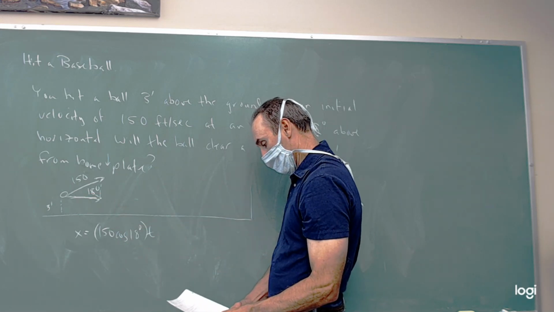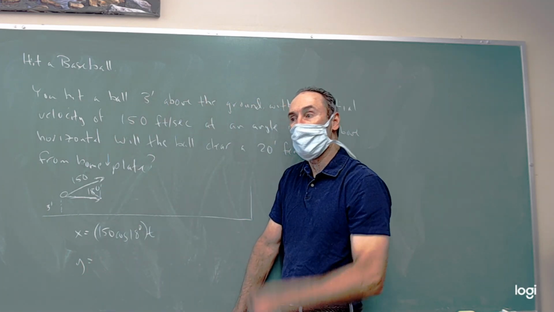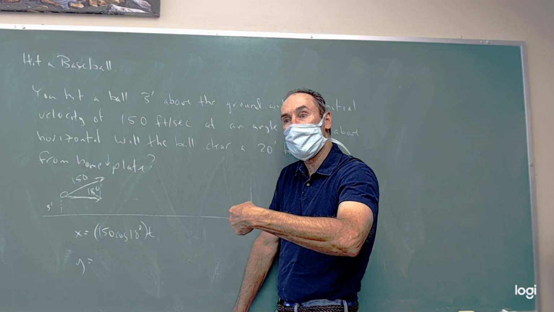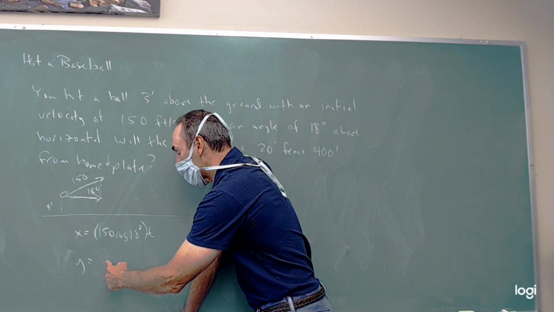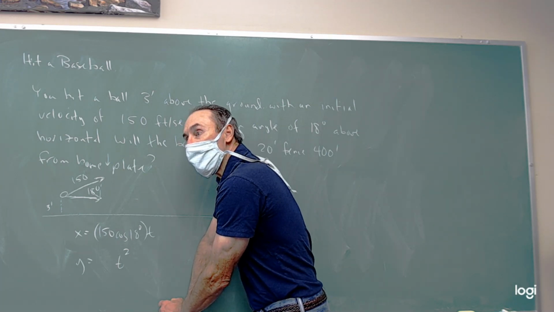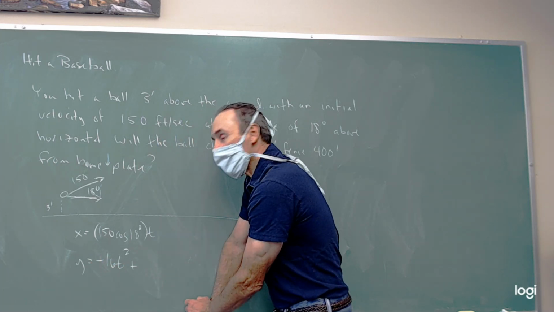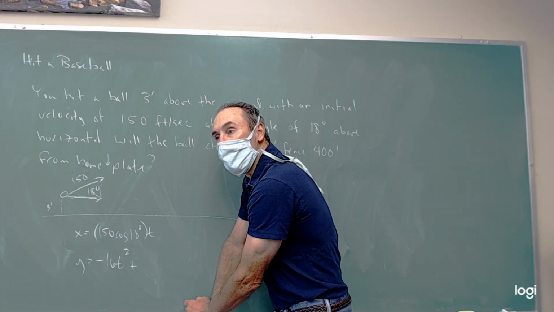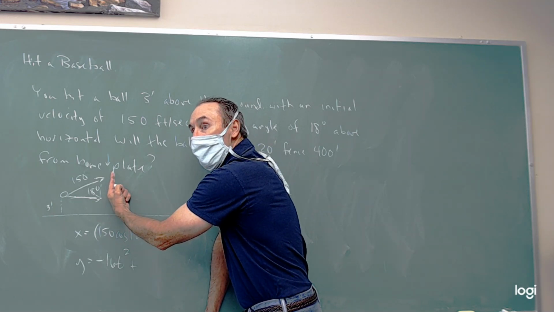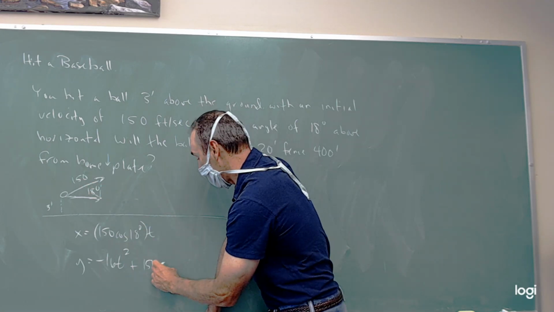Okay? All right. Then the y, now it is like what we saw before. It's being acted on by gravity. Its initial velocity is going to end up being the coefficient of t. Do you remember what the coefficient of t squared is going to be if we start out with acceleration of negative 32 feet per second squared? It's going to be negative 16 t squared. And do you remember what the coefficient of the t was? It's going to be the velocity in the vertical direction, so it's going to be 150 times the sine of 18 degrees.